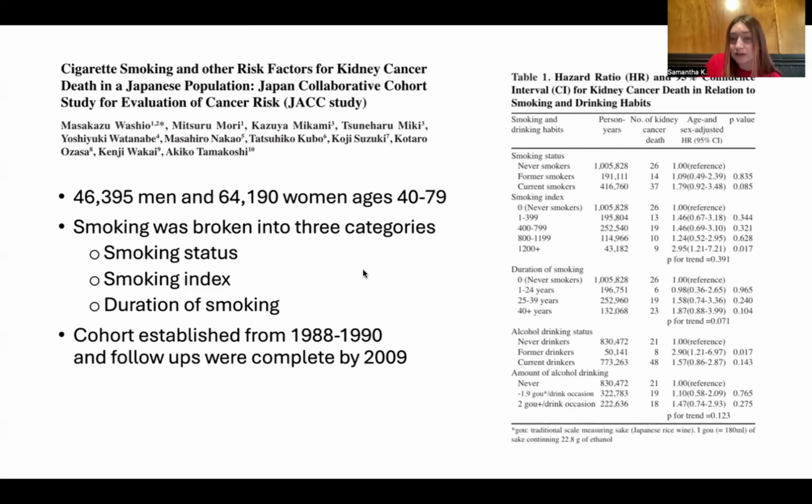Follow-up was done until 2009 and they were looking for the outcome of death due to kidney cancer. As you can see, the hazard ratio for smoking indicated that there was an increased risk for smoking compared to non-smokers, regardless of level of smoking. But the only significant finding was for people with a very high smoking index score, so a heavy smoker, and they had a hazard ratio of 2.95.